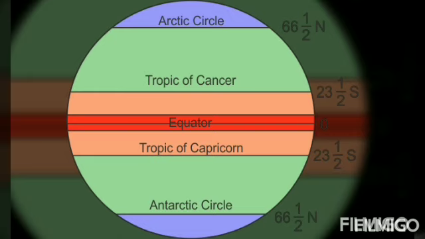Now come to some important parallels of latitudes. The very first is equator itself, which is marked as 0 degree. Next comes Tropic of Cancer, which is in north, 23.5 degree. Tropic of Capricorn, that is in south, 23.5 degree. Arctic Circle 66.5 degree north and Antarctic Circle 66.5 degree south.